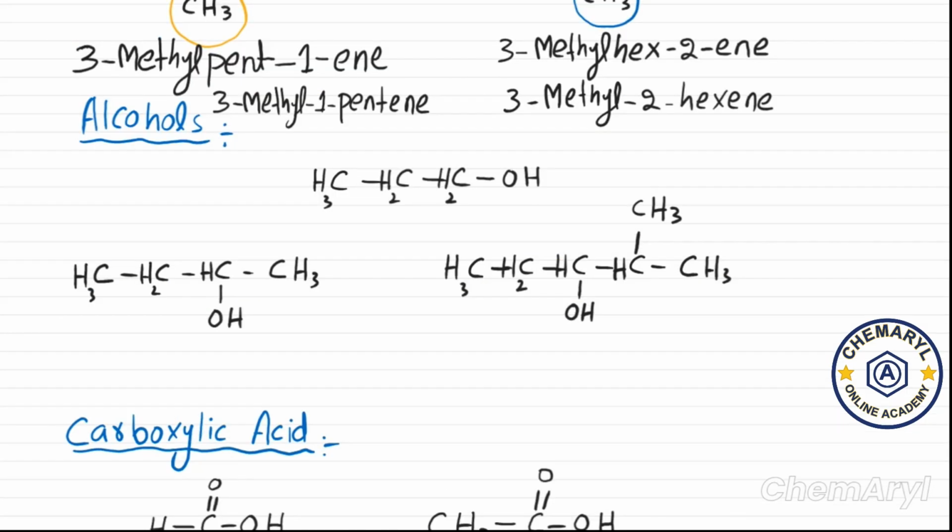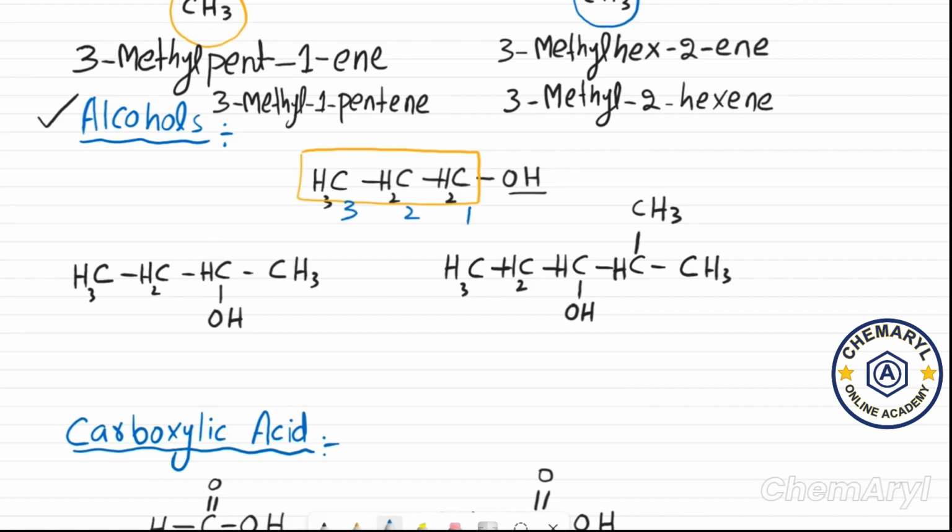Dear student, next is the naming of the alcohol family. The same pattern. First of all we have to select the longest continuous carbon chain containing the functional group. So here the functional group is OH. So the longest chain is this one. The next step is to start numbering from that end which is near to the functional group. So here the functional group is present at number 1. So we write the numbering of the carbon from this end: 1, 2 and 3.